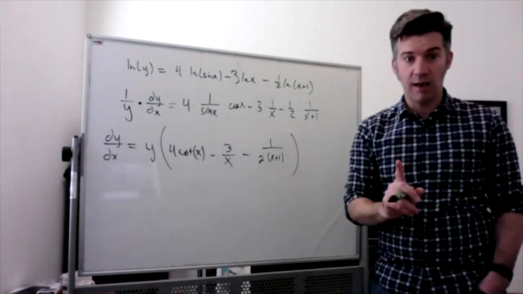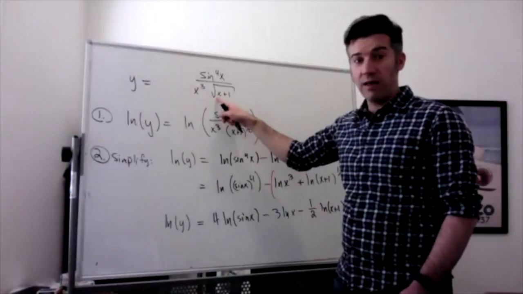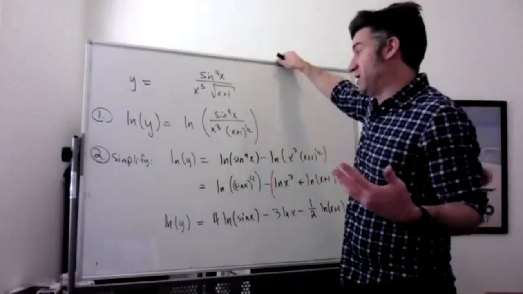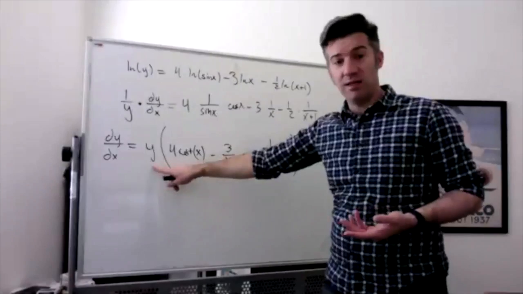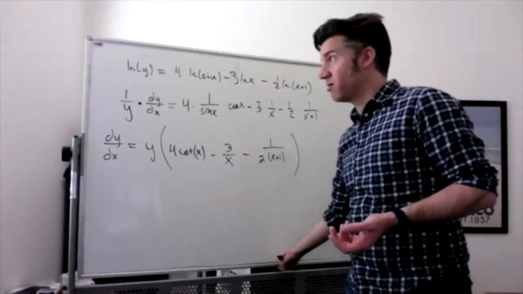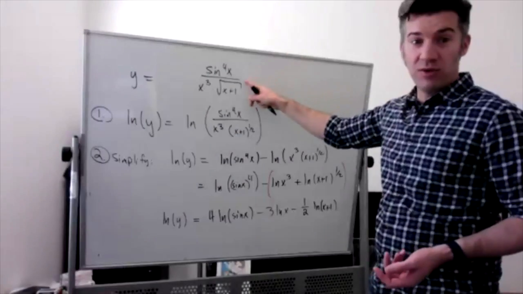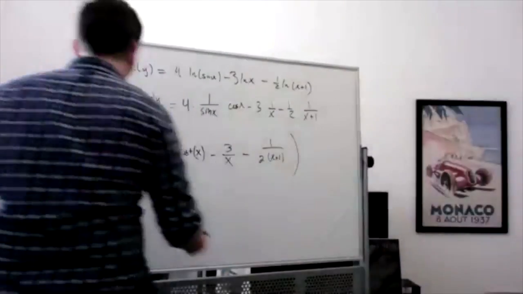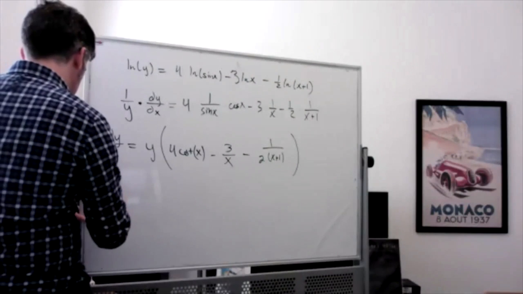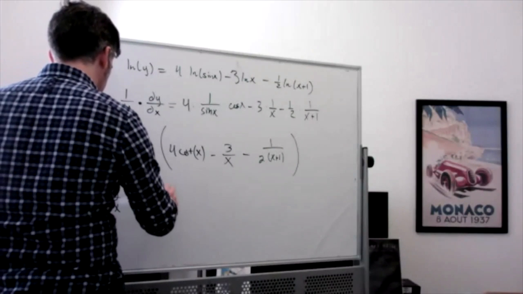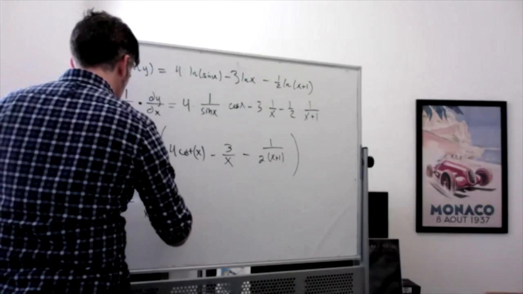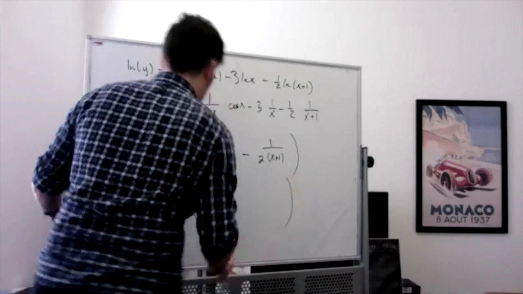Now it's not the last step because our original expression was a function of x. Our final answer derivative should also be a function of just x without any y's in it. So our last step is to replace y with the function it's equal to, which is sine to the fourth x over x cubed times square root of x plus 1. So we're going to rewrite this as dy/dx equals sine to the fourth x over x cubed times square root of x plus 1, times all this.